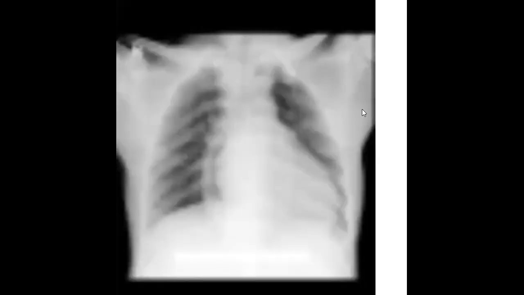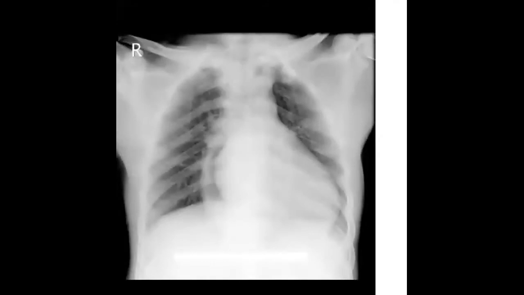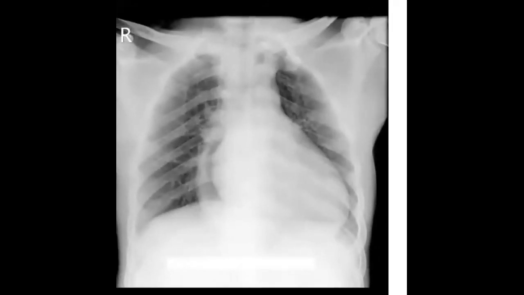I want to show you some short cases that can also help in the preparation for the exam. So what do you think about this?